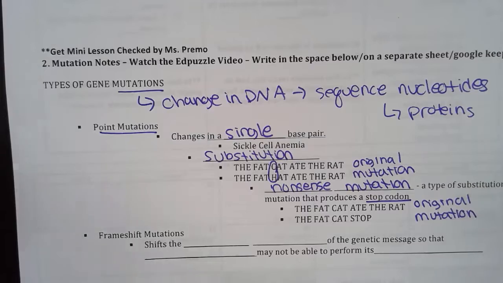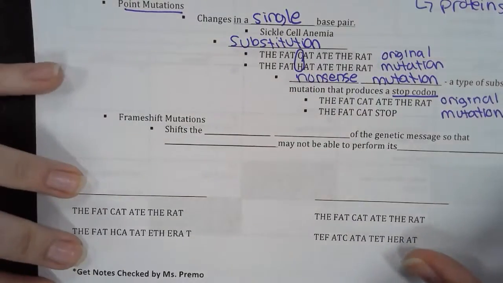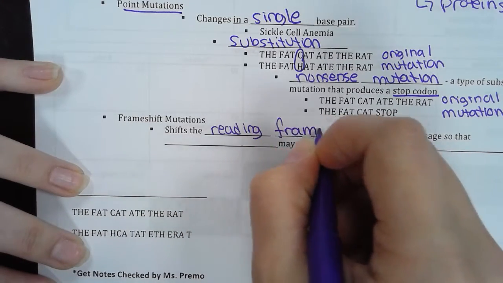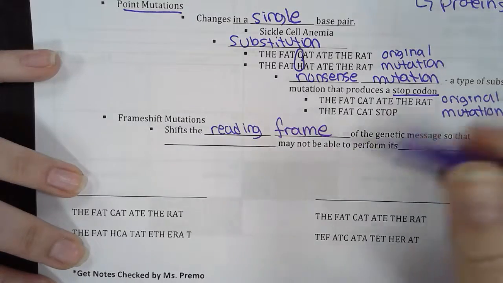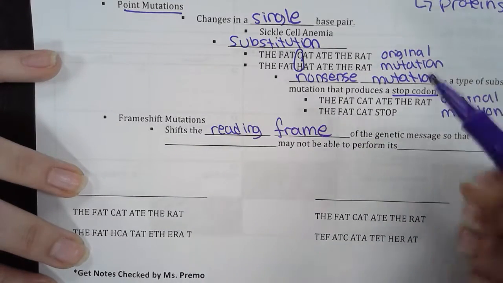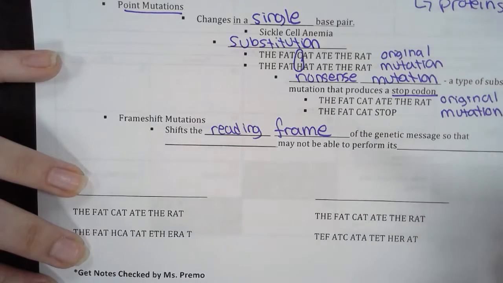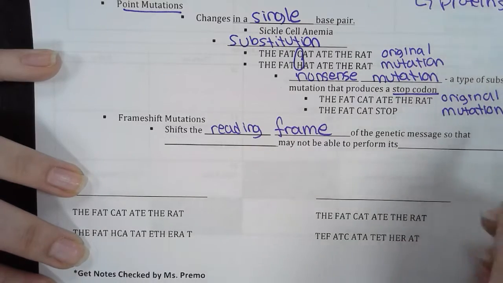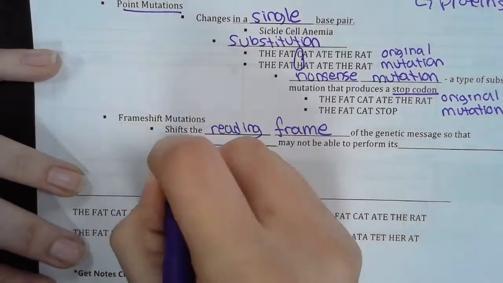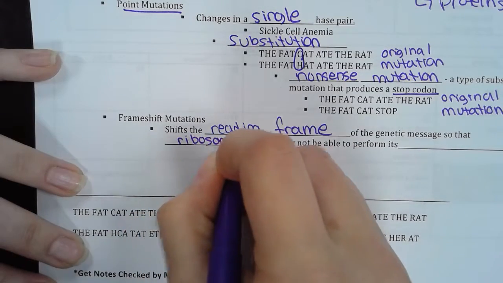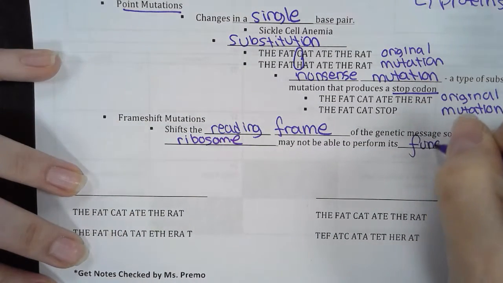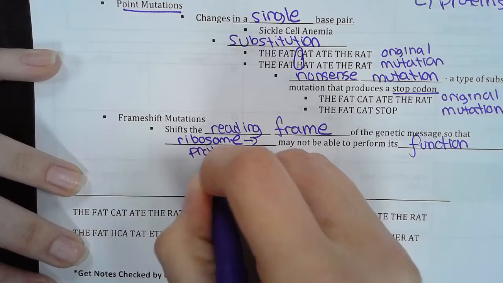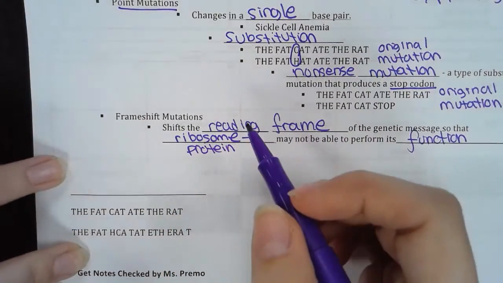All right, the last type of mutation that we're going to go over is something called a frame shift mutation, which literally shifts the reading frame of my sequence. So remember that DNA is read in 3s by the codon to produce amino acids. When these types of mutations occur, that reading frame is completely shifted. So when that happens, the ribosome may not be able to perform its function, specifically because the ribosome is creating the protein, and the protein is not going to be able to work if this mutation occurs.